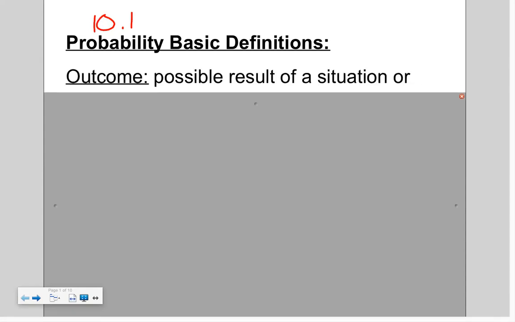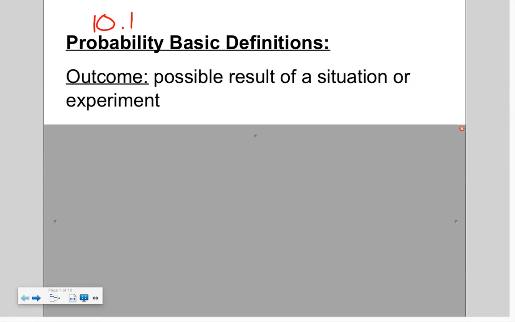So, probability basic definitions. We've got an outcome. An outcome is the possible result of a situation or experiment. Again, in probability, we seem to use a coin flip or the roll of a die a lot of times. So the two possible outcomes of flipping a coin would be heads and tails. Obviously, it depends on the situation when it comes to our different possible outcomes.